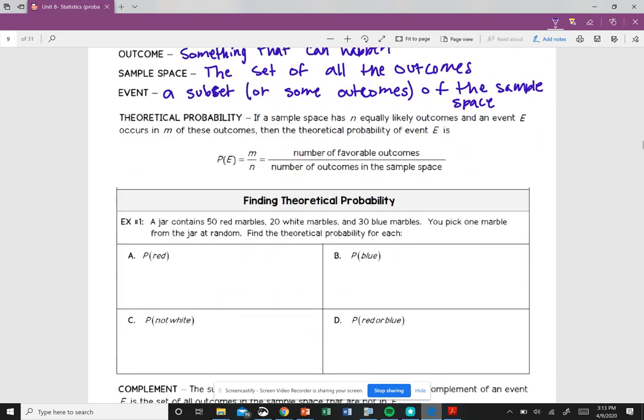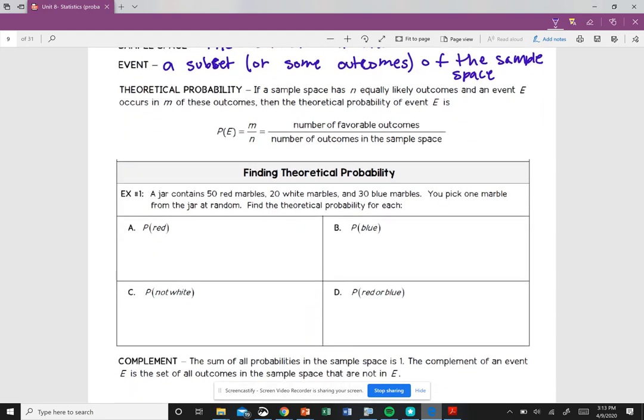All right, so right here we've got a jar containing 50 red marbles, 20 white marbles, and 30 blue marbles. You need to pick a marble from the jar at random. So you shake it up and then you're picking out a marble. What's the theoretical probability for each? So first off, how many marbles are in this jar? There's a total of 100 marbles.